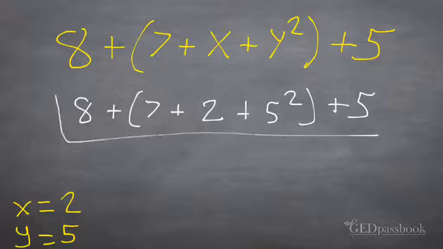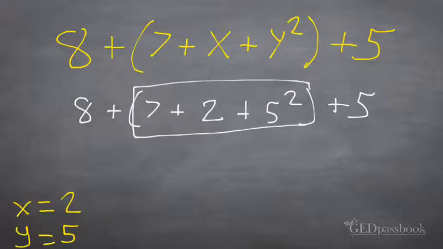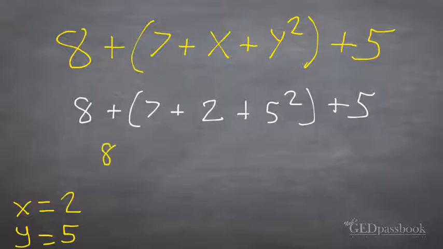What must I do first here? The parentheses. Exactly. So I'm inside the parentheses. And now what could I do here? Do I do adding, or an exponent? Exponent. So what does my 5 squared become? Make sure to rewrite your problem.